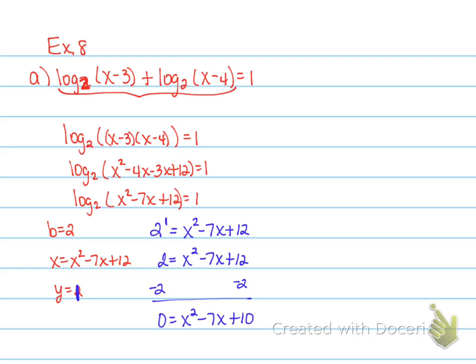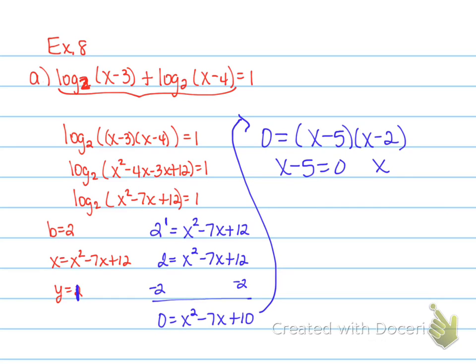I can factor this, and I'll bring this up here to do it. And so when I go to factor it, I get 0 equals x minus 5 and x minus 2. Then set them each equal to 0 and solve. And so we get x equals 5, and we get x equals 2. But remember, we have logs in our problem, so we've got to check them.